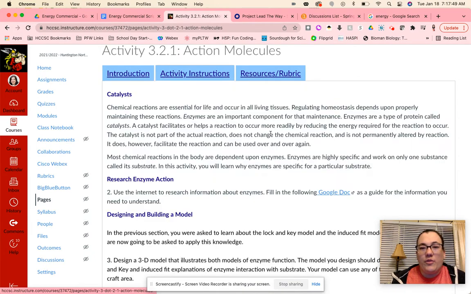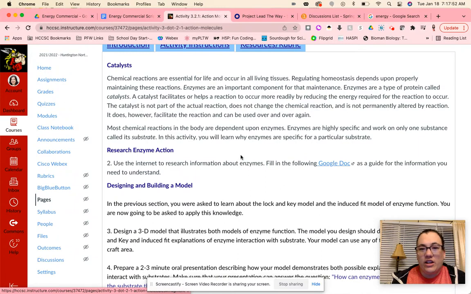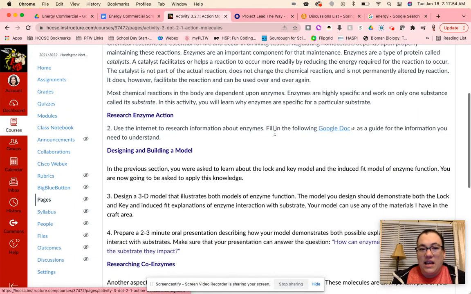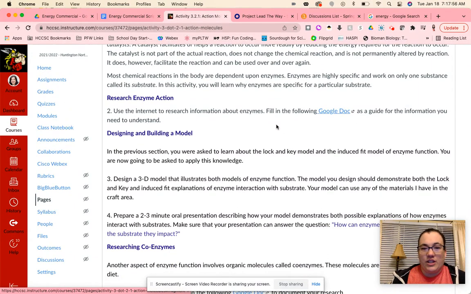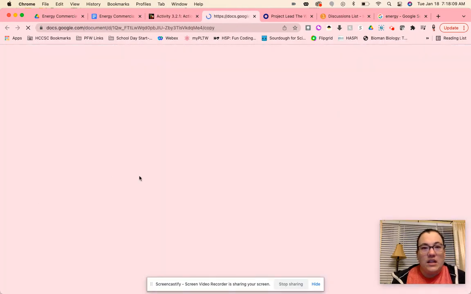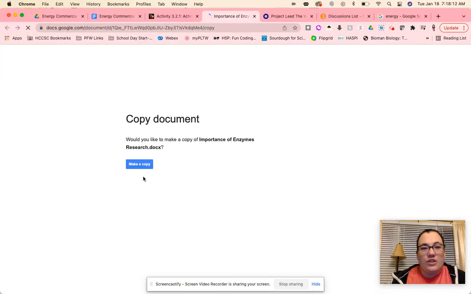For the remainder of your e-learning, read this introduction on enzymes and catalysts. Then I'd like you to complete step 2, which is information about enzymes. There's a Google Doc here that you will make a copy of, fill this out, and then put a link to this in your OneNote as well.